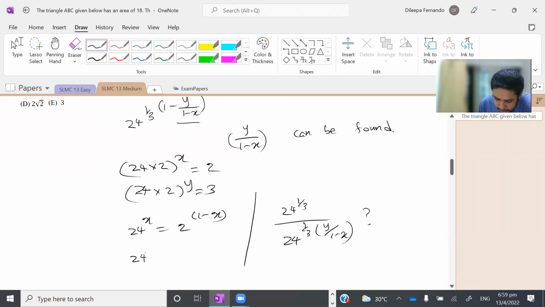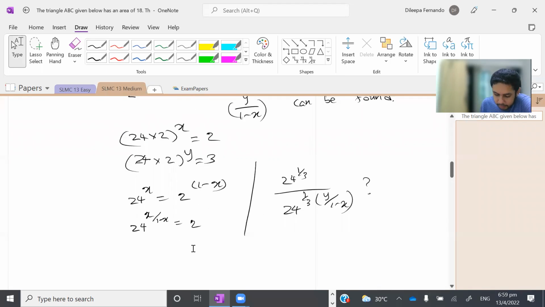So you can see 24 to the power x over 1 minus x equals 2. When we take the root of 1 minus x, this becomes 1 minus x in the denominator, and the power of 2 disappears. But what we need is 24 to the power y. So we take the root from both sides, root by x.